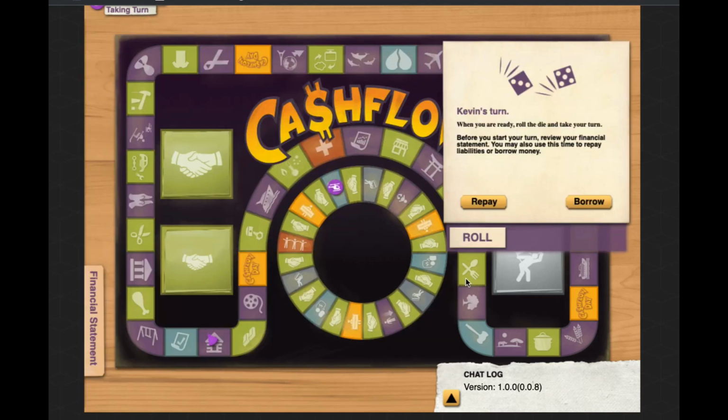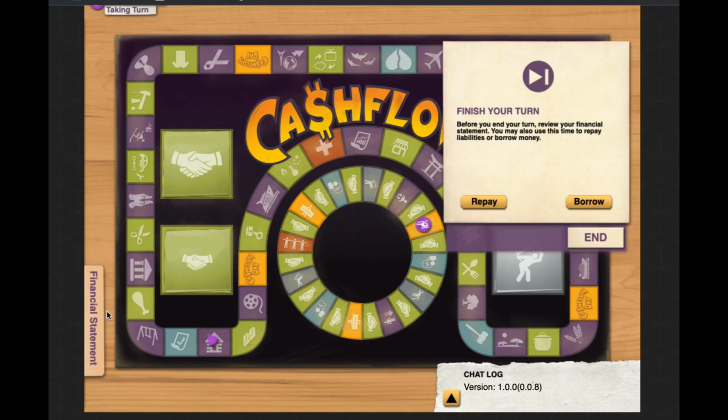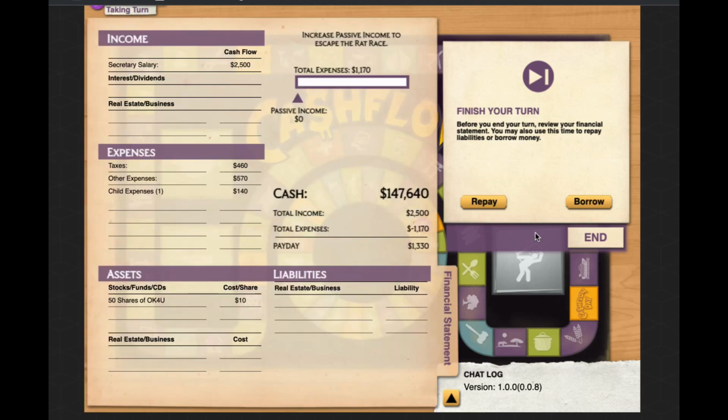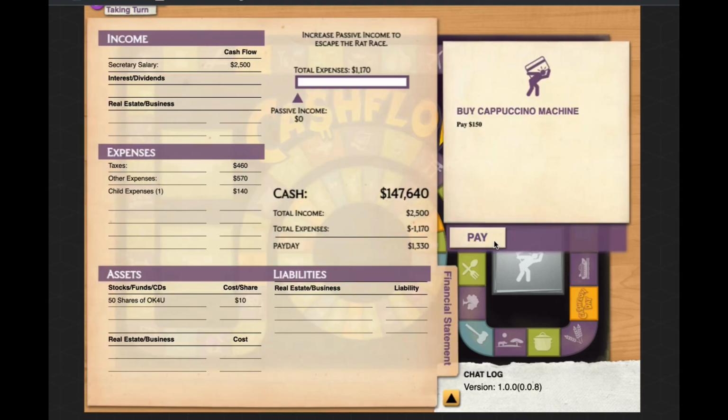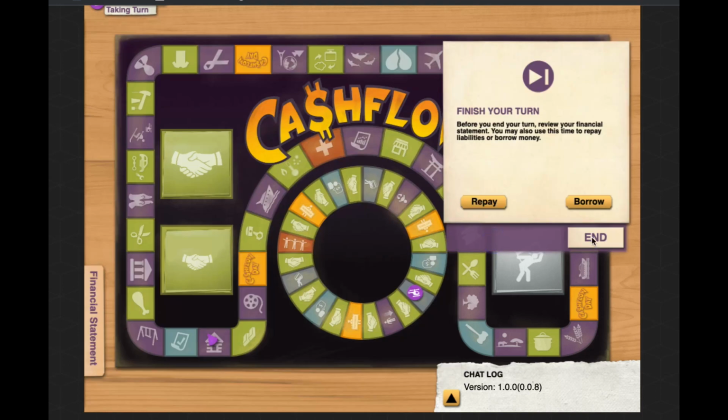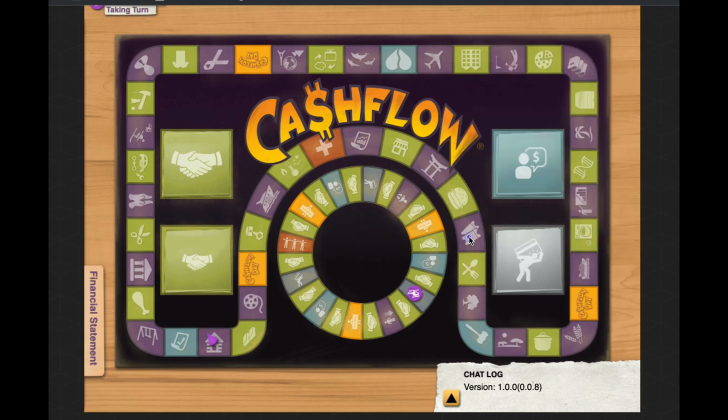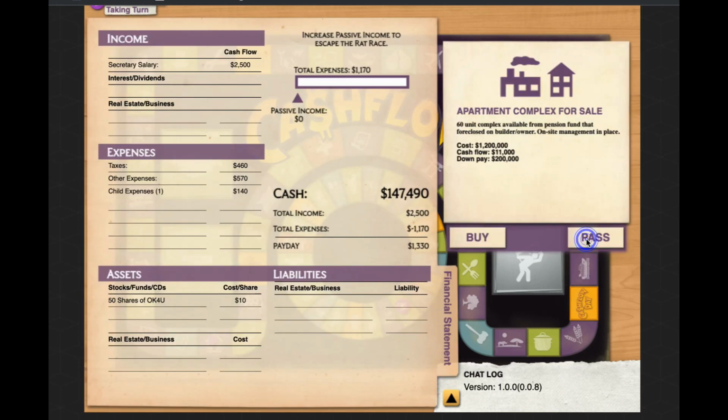I'm probably not going to do the outside board because that's just more time, and once you see it, it's just kind of repetitive. But we'll get out of the rat race pretty quick because we have how much money? $140,000 down. So what we'll do, we'll pay for that cappuccino. We'll end, roll again. We'll go for a big deal.